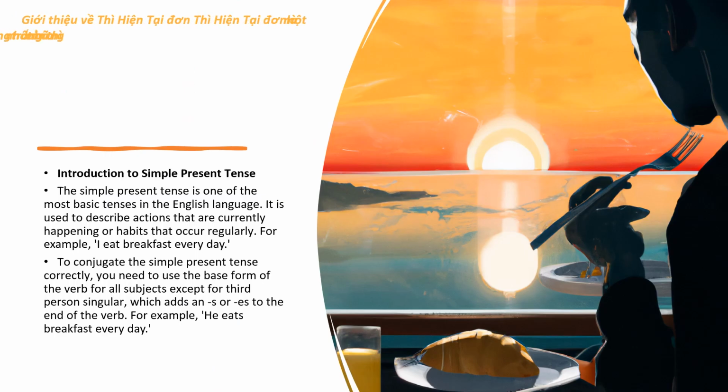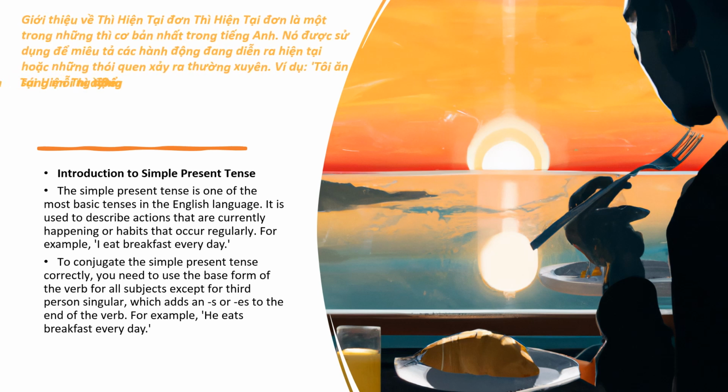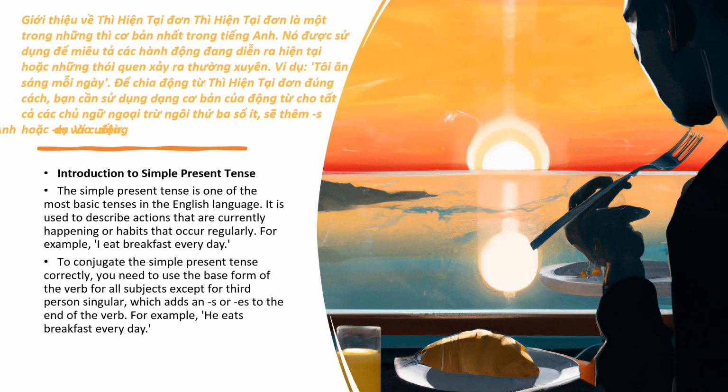The simple present tense is one of the most fundamental tenses in the English language. It is used to describe actions that are happening currently or habits that occur regularly. The simple present tense is considered simple because it only requires the base form of the verb to describe these actions and habits, making it an easy tense to learn for English language learners.